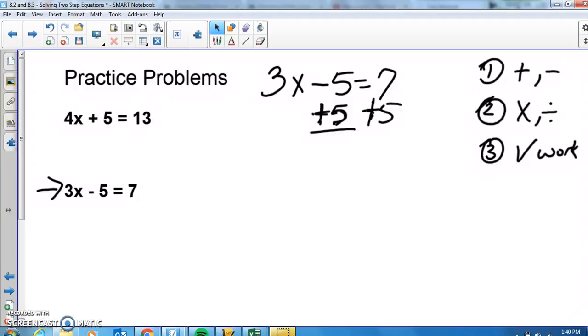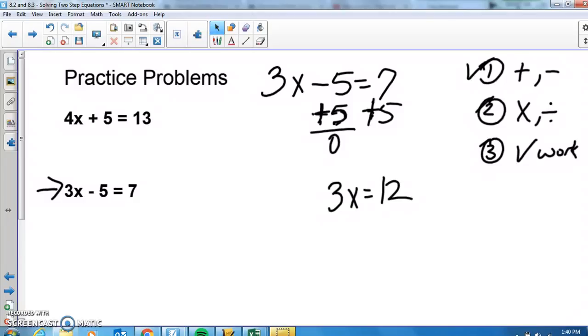Negative 5 and a positive 5, they're inverses of each other. We talked at the beginning here, inverses equal 0, so those cancel out, give you 0. A negative 5 and a positive 5, different signs, you subtract. 5 minus 5 is 0, so that's why they cancel out. So I drop down to 3x. 7 plus 5 is 12. So I'm taking care of step 1.